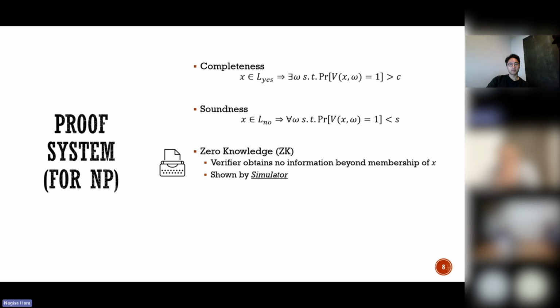And then you also consider the zero knowledge property. Think through this property: the verifier obtains no information beyond the membership of the x. And this is mathematically shown by constructing the simulator.